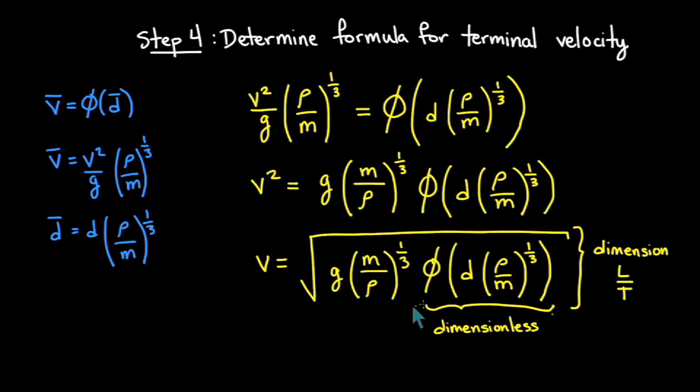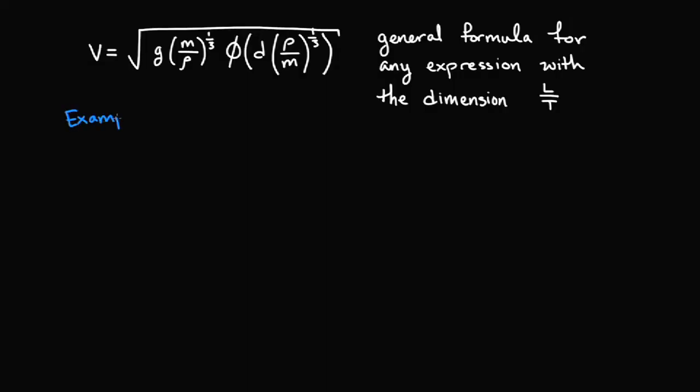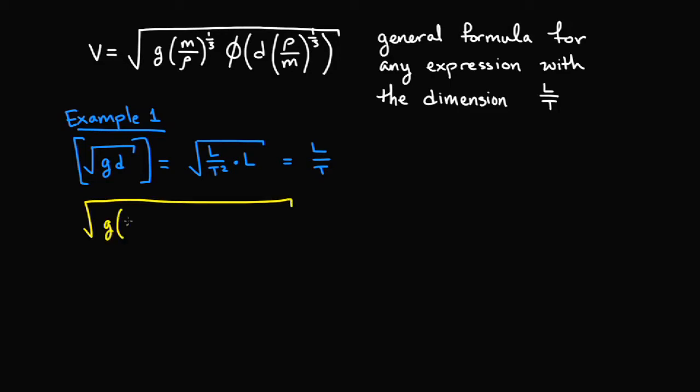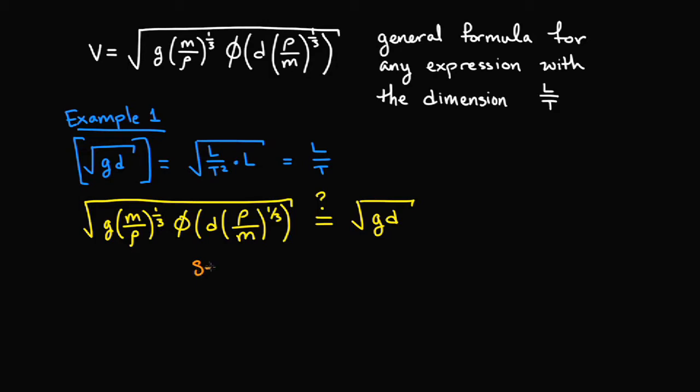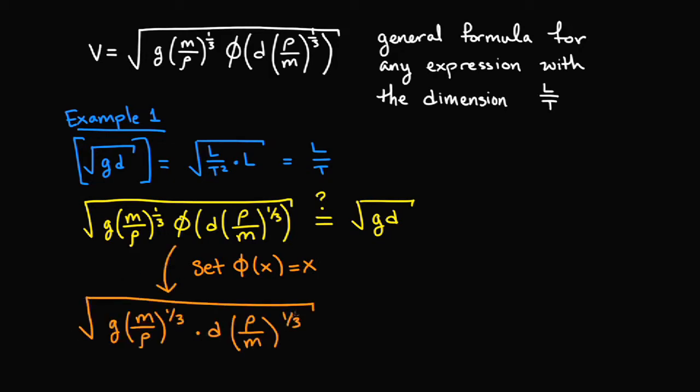And this formula is so general that any expression with dimension of length over time can be written in terms of this formula by defining phi in different ways. Let's see how. First, create an expression from the independent variables that has the same dimension as velocity. One such expression is the square root of g times d. By setting the formula for v equal to the square root of gd, we see that by setting phi equal to the identity function, phi of x equals x, the two sides of the equation can be made equal.